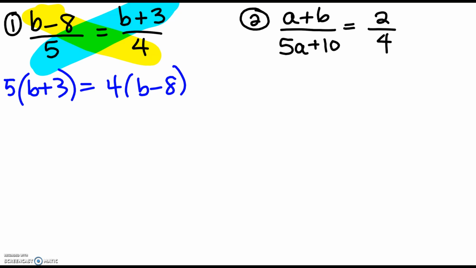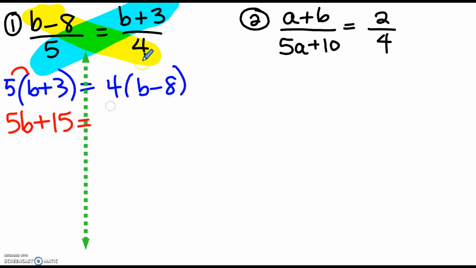And some of you may like to put a little line underneath your equal sign to separate the right from the left side. That can be a good habit to get into. Now we would just distribute. So 5 times b is 5b. 5 times 3 is 15. I'm going to set that equal to, and again I'm distributing on the right, 4b minus 32.